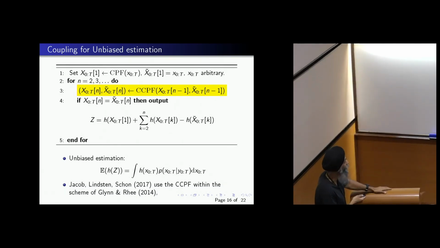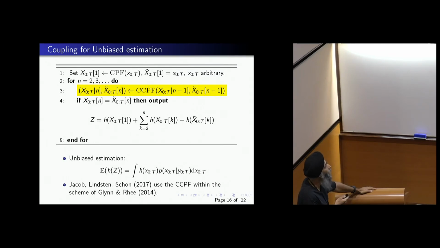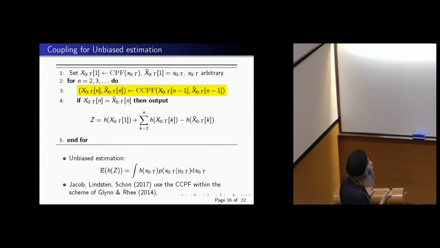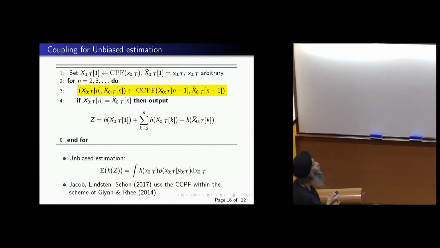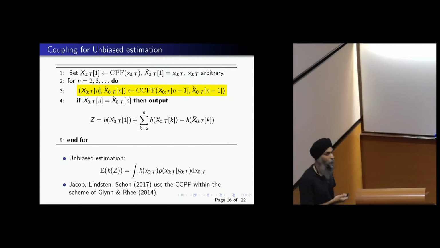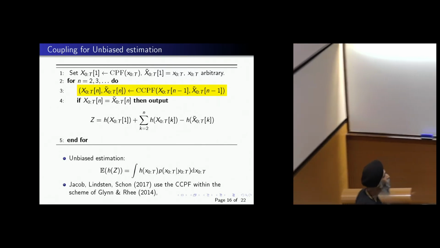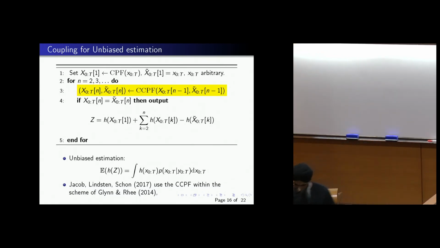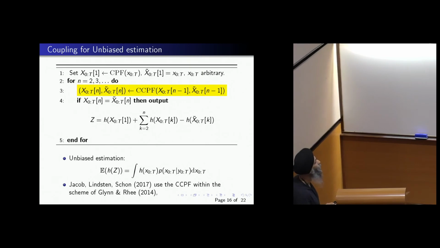This algorithm doesn't care about conditional particle filtering, it works for any Markov kernel, and was proposed in Glynn and Rhee in 2014. It is Pierre Jacob, Fredrik Lindsten, and Thomas Schön in 2017 that used the CCPF within the Glynn and Rhee scheme, and they produced some quite remarkable results concerning unbiased estimation for time series using the conditional particle filter. And that's what got us interested last year, when we all met at the Isaac Newton Institute in a program that was run there on intractable inference.